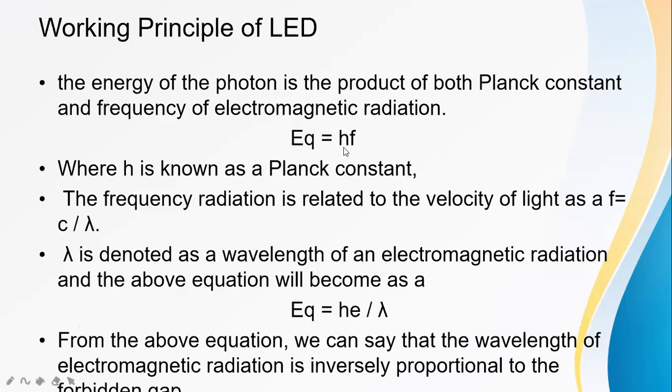Photon energy is equal to h into f, where h is Planck's constant and f is the frequency of the electromagnetic radiation. We know that f is equal to c by lambda, where c is the velocity of light and lambda is the wavelength of the electromagnetic radiation. That means photon energy is equal to h into c by lambda. That means the wavelength of the electromagnetic radiation is inversely proportional to the forbidden gap.